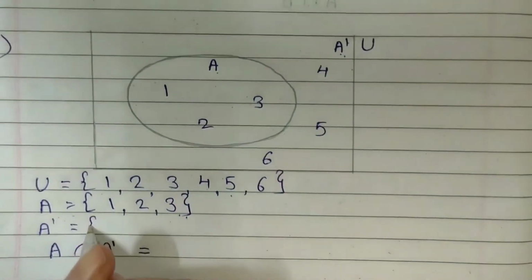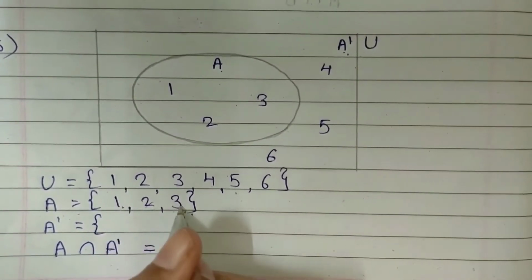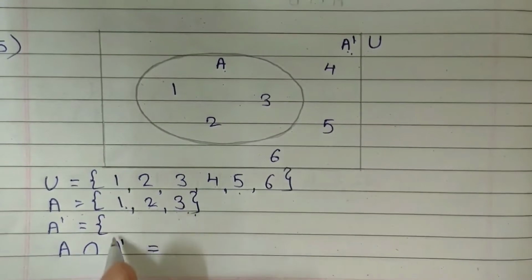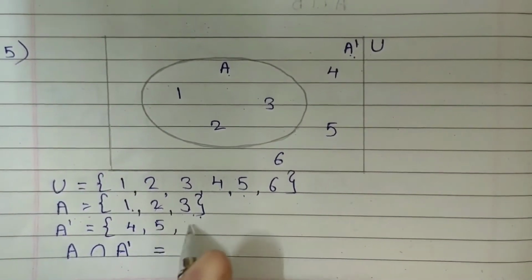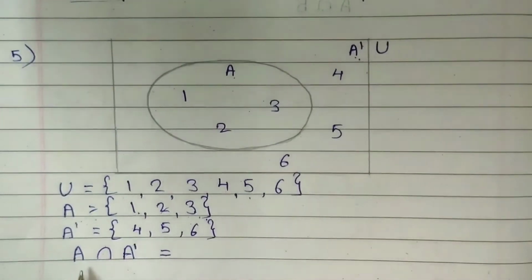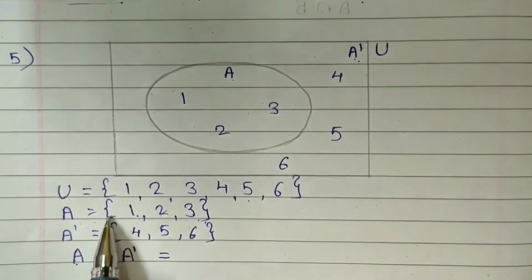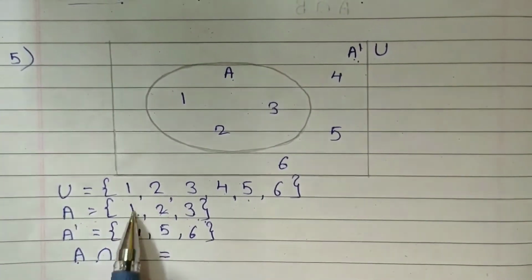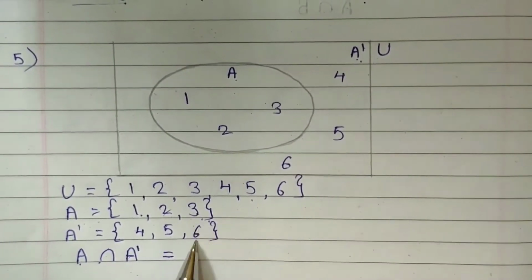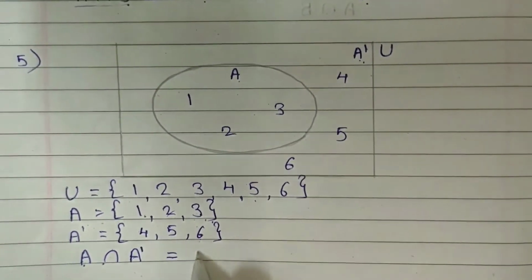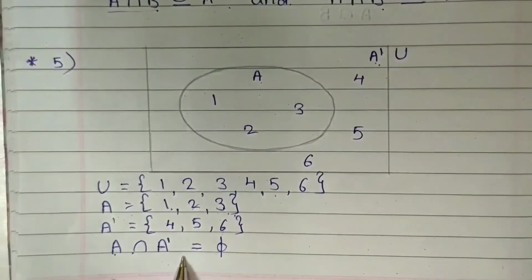So I hope you understood what A complement means. It is the opposite of A. We have to omit these elements from the universal set when we are writing the A complement. So these are 4, 5, 6. Now if I ask you to write the intersection, meaning the common element in set A and A complement, can you find any element that is common there? No, there is no common element. So it is an empty set. So I hope you understood this fifth property.